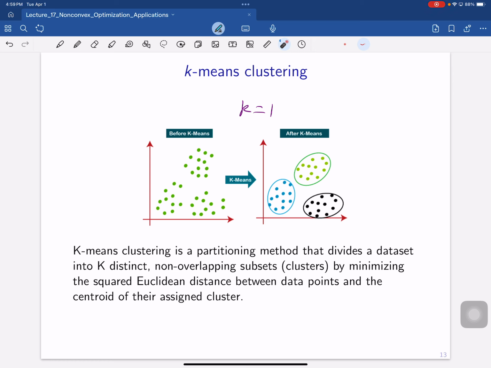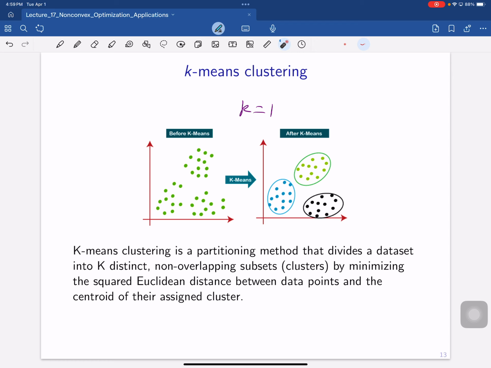Or you can think about it as wanting to minimize the squared Euclidean distance between the data points in the cluster and the centroid of their assigned cluster. Because if you want to minimize the variance, you should pick the center as the mean of the cluster. So that's why it's called k-means, because the variance will be minimized if you compare it with the mean of all the data points in this cluster.